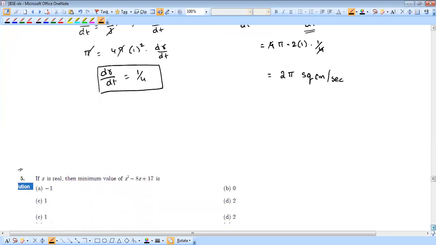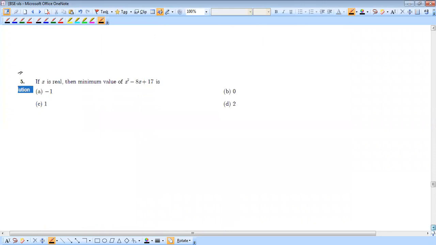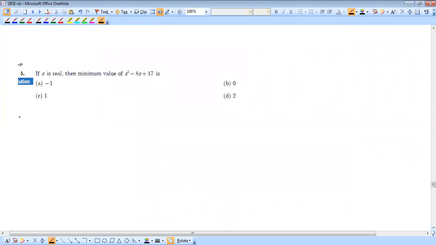Moving on to the next question. Yes, this is also an application of derivatives. Very simple question. If x is real, find the minimum value of x square minus 8x plus 17. Here we have to do the first derivative and second derivative, and from that we can find the value. Here x is real, so let us take the function f of x is equal to x square minus 8x plus 17.